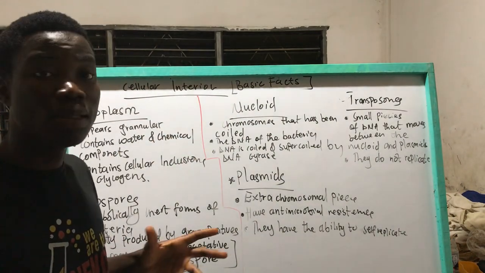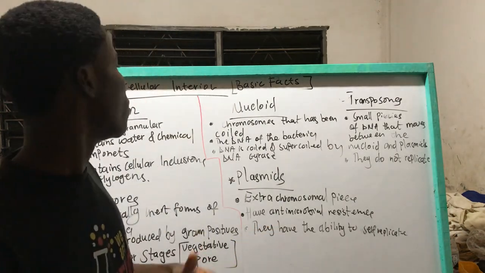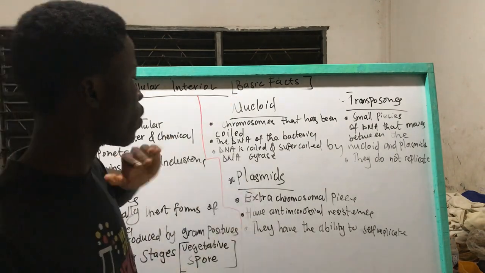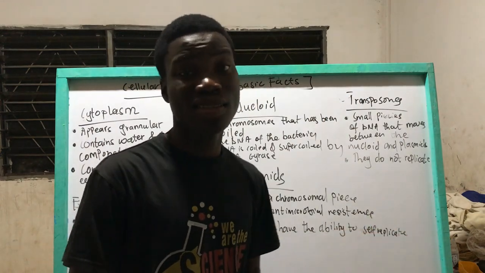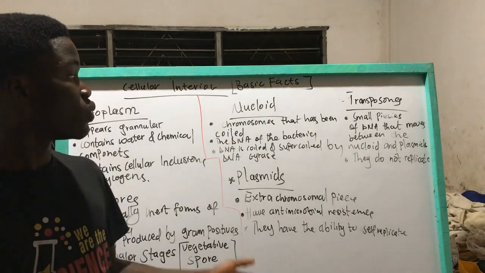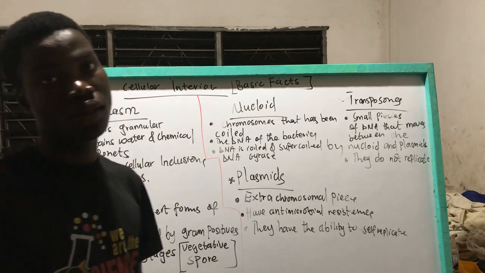So that is what the internal structure of bacteria is about. All you have to know is that the cytoplasm, the endospores, the nucleoid, the plasmids, and the transposons are the basic internal structures of the bacteria. And you need not memorize this. You just have to understand what each internal structure represents or does.